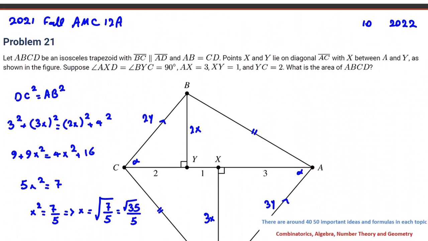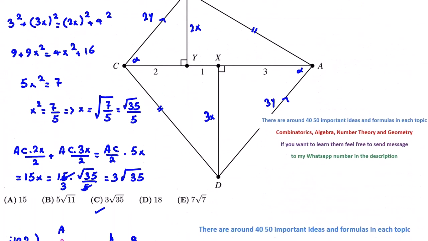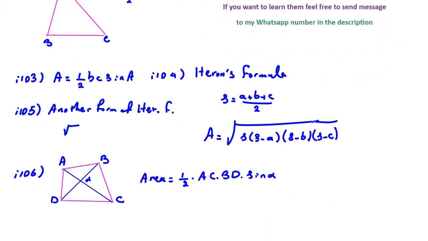Also, we had a video. We worked on ideas of algebra, here ideas of geometry. We'll work on ideas of number theory and combinatorics.